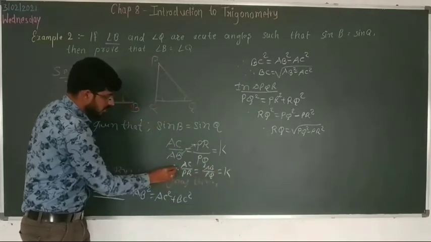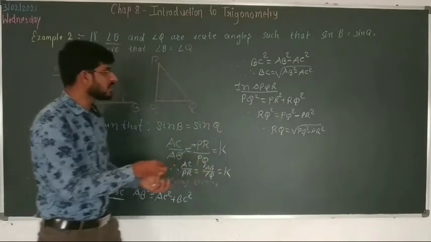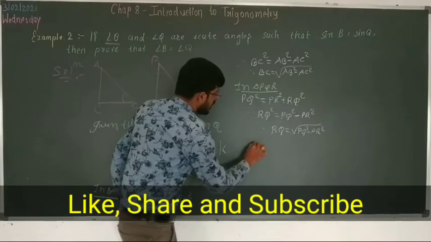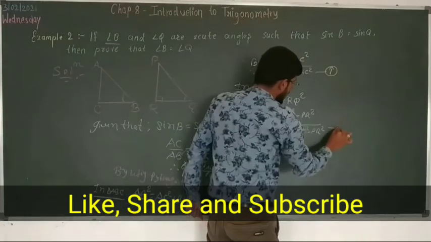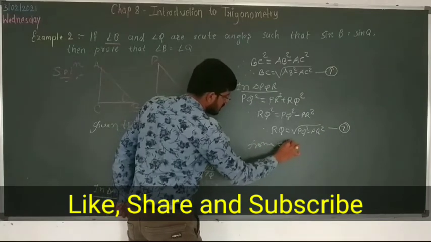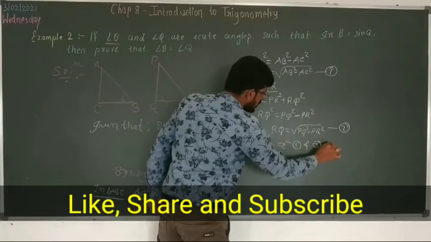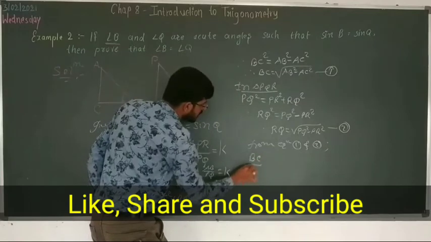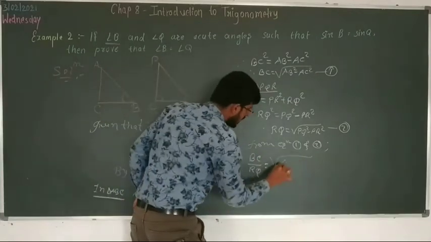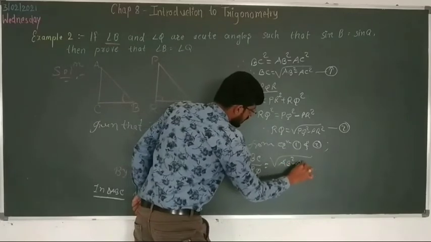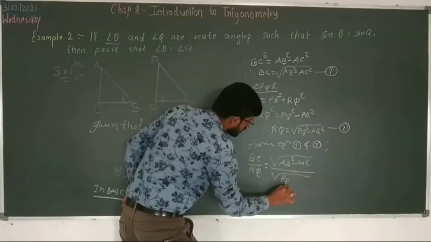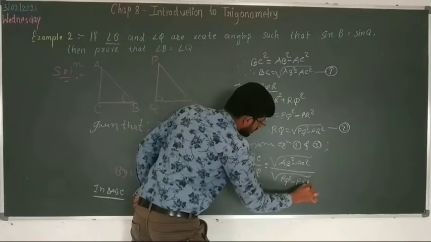Is it clear? Now see. Now find the ratio of BC and RQ. Call these equations 1 and 2. Now from equations 1 and 2, BC upon RQ is equal to, what is the value of BC? Under root AB square minus AC square, whole divided by under root PQ square minus PR square.